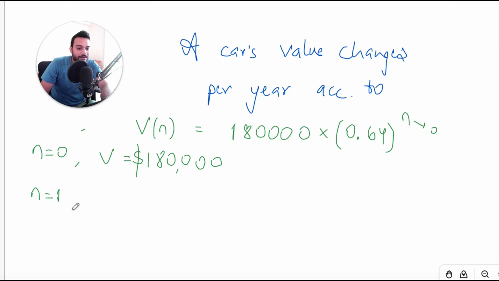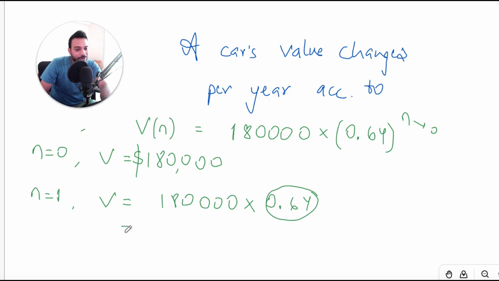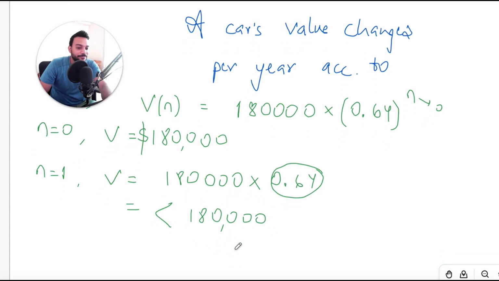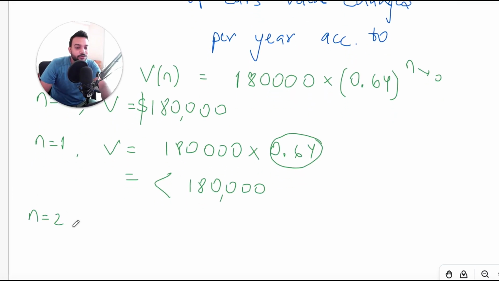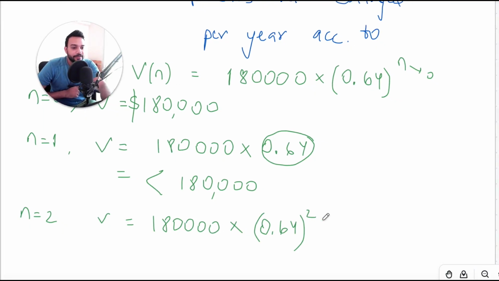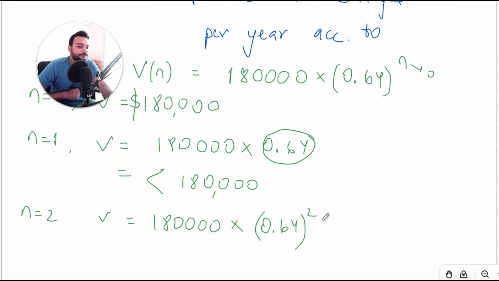At n equal to 1, I see 180,000 multiplied by 0.64 raised to 1, or simply 0.64. Now since 0.64 is less than 1, this value is going to come out less than 180,000. So you can see it's decreasing. That's for sure. Then n equal to 2: V is 180,000 times 0.64 raised to the power 2, or 0.64 squared. So that means it's further decreasing.